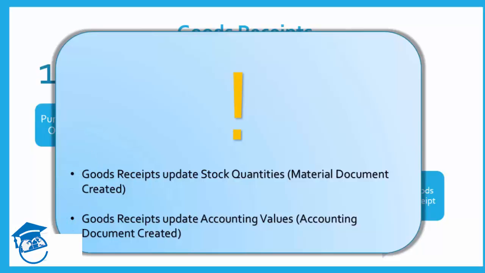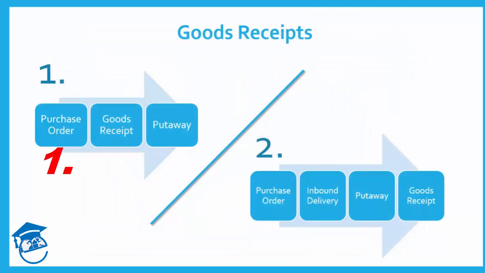So in the first type of goods receipt, we first have a purchase order, and then we post a goods receipt for that purchase order, and then we put away those goods into storage. So you'll notice that our values, our quantities have been updated before the stock has actually been put away into storage.